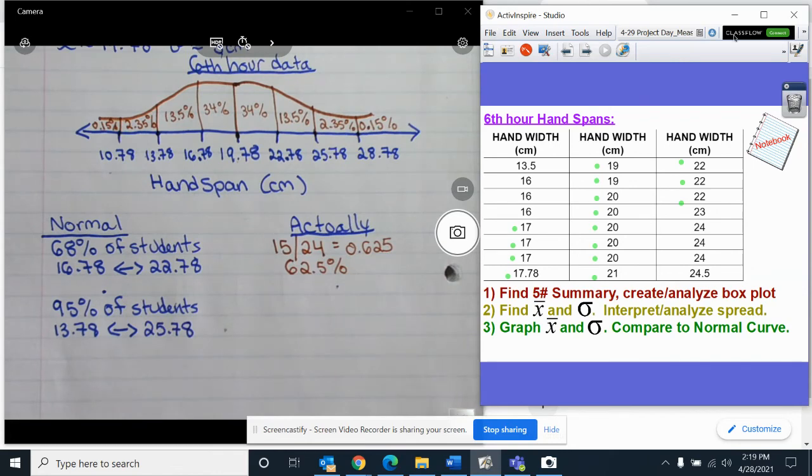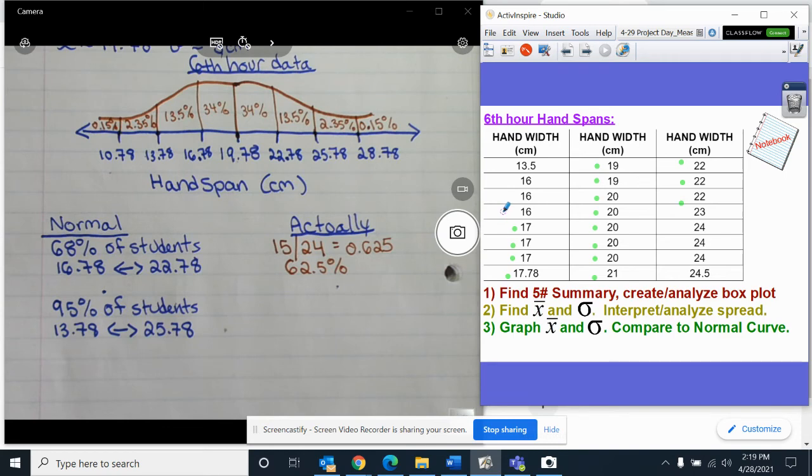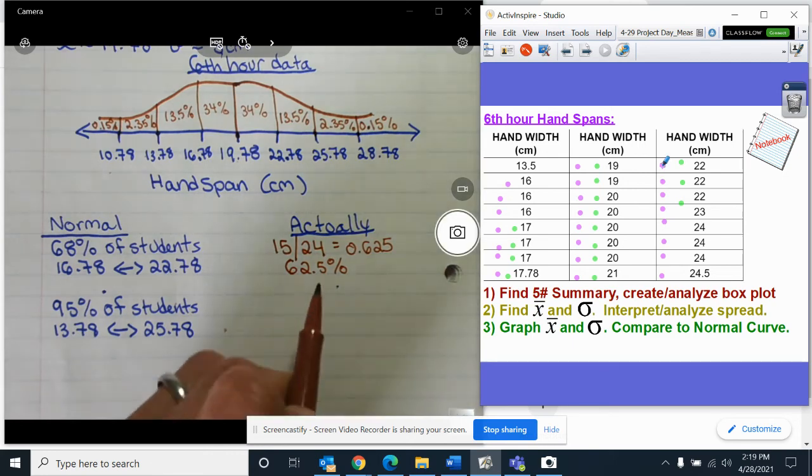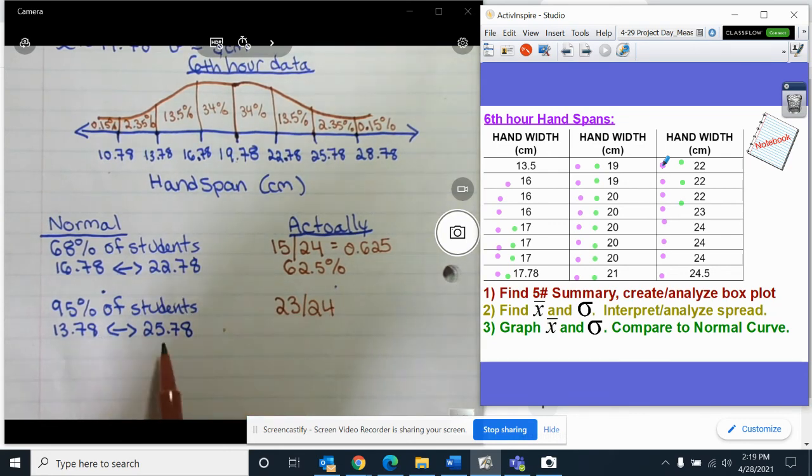So now I'm going to use a brighter color to indicate the students that are in this range. Let's use purple. It's a good contrast. So 13.78. So 13.5 is not in the data or in this range. And then all the way up to 25.78, which will include all the rest of our data. So that means 23 out of 24 students are in this range.